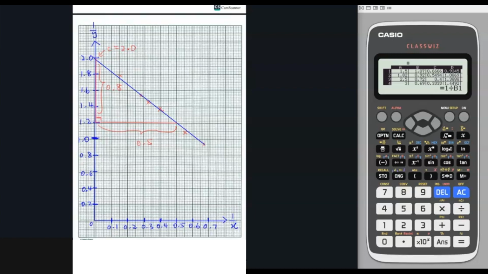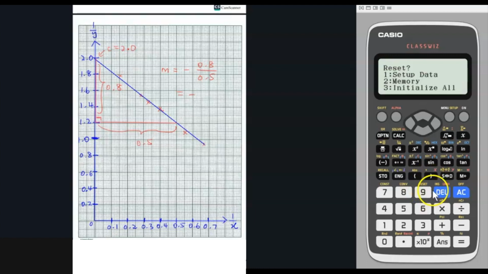So to find the gradient, I put here SM, so it's going to be negative because the graph is going downwards from left to right, so negative 0.8 over 0.5. And then we calculate how much this is. So you go back to your calculator. We have to reset this, because now the menu is different. This is under spreadsheet. So you go to shift, then press reset, which is number 9.